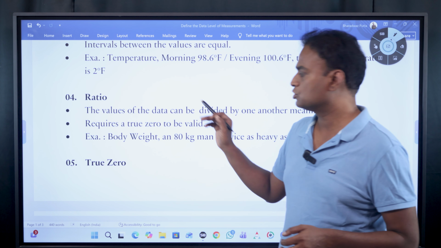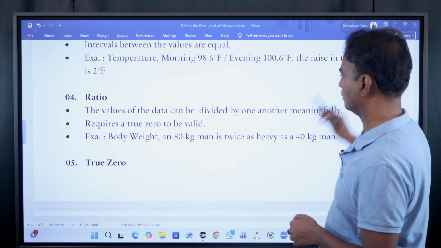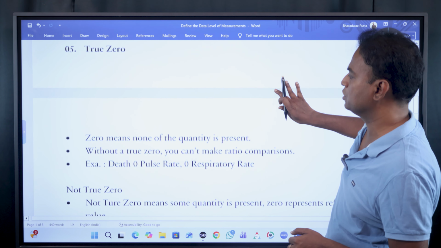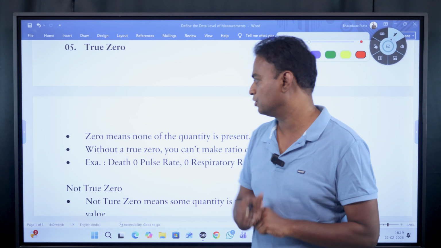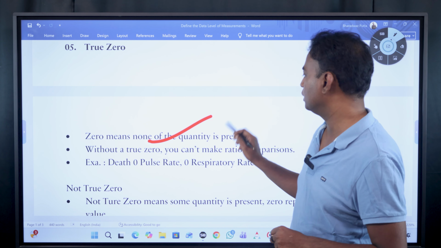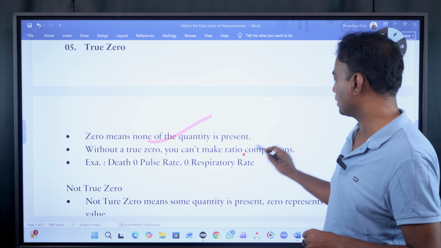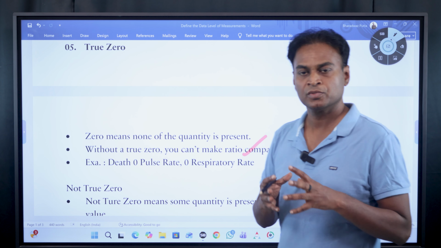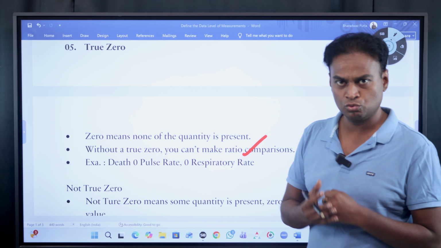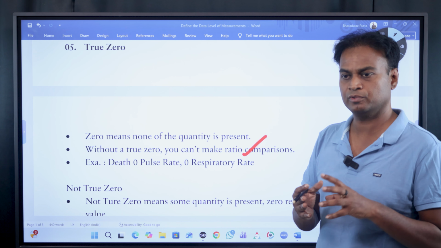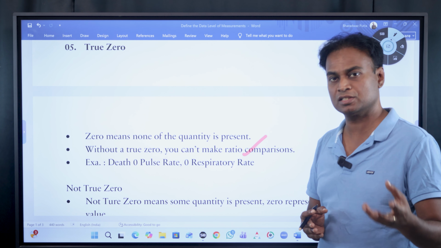If you are confused about what is true 0, we will discuss it deeply with examples. So what is true 0? 0 means nothing is present when you say 0. 0 means nothing of the quality is present. Without a true 0, you can't make a ratio comparison, right? We have seen the ratio property of the set of data. If there is no true 0, you cannot have the ratio. You cannot say the first person's weight is twice that of the second person.